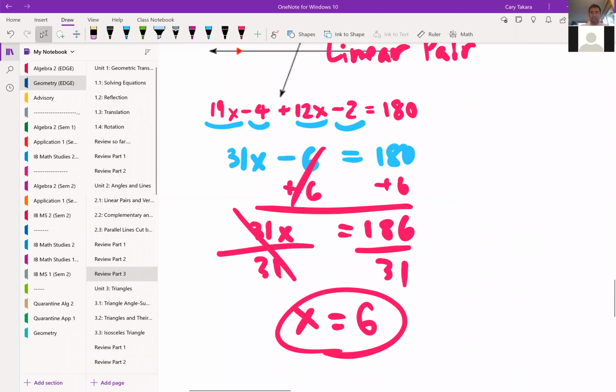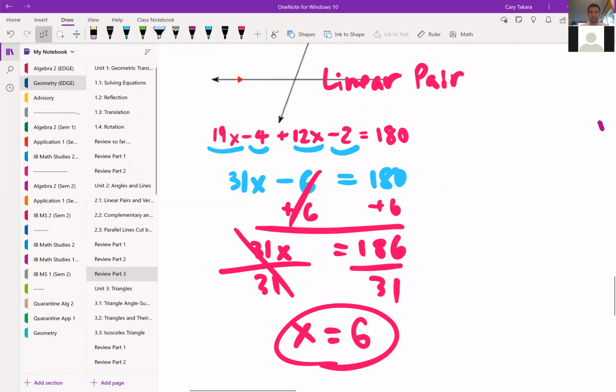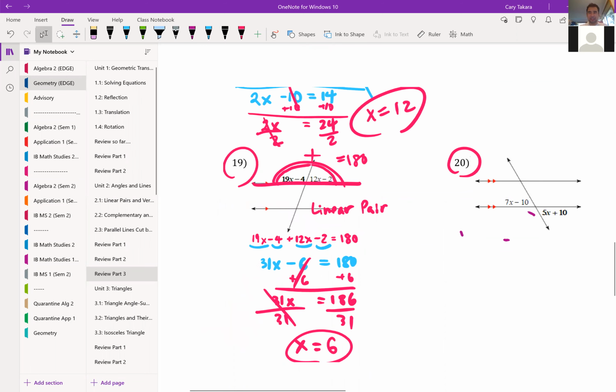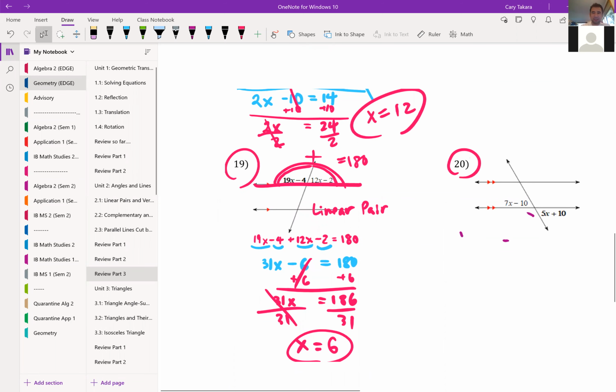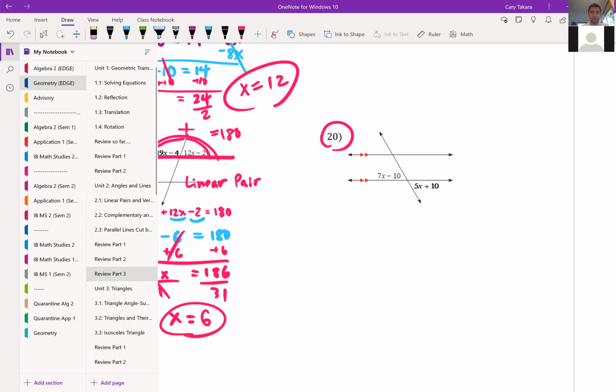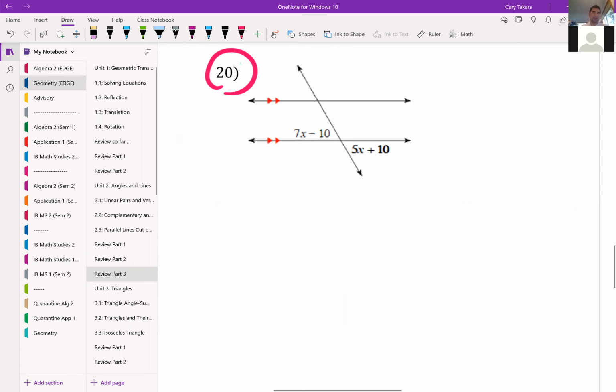All right. Let's work on the last question, and that's it. That's it for today, guys. So almost done. Number 20. Again, I want you to name it, set up an equation, and solve. Okay, so 2 minutes.